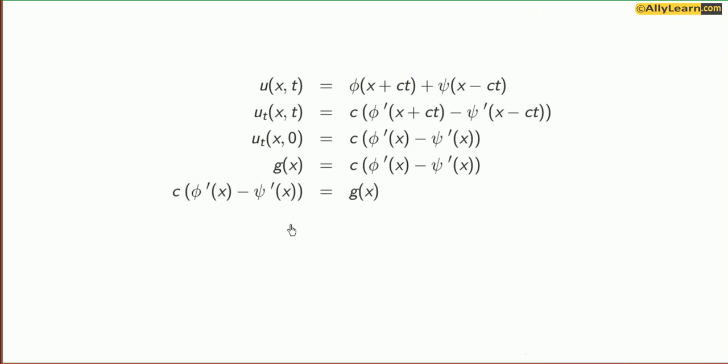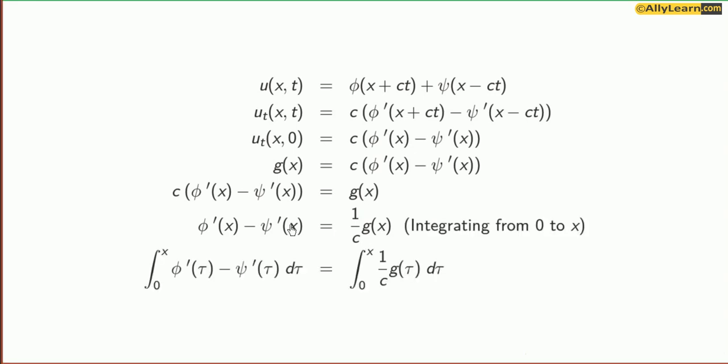So I interchange the sides and then I divide both sides by c, as c is a positive number being the velocity of the wave. Next I integrate both sides from 0 to x. Upon integrating I get this expression. Here I have just taken the dummy variable to be tau and integrated with respect to d tau. And as g is defined on non-negative real numbers, I am integrating it from 0 to x.